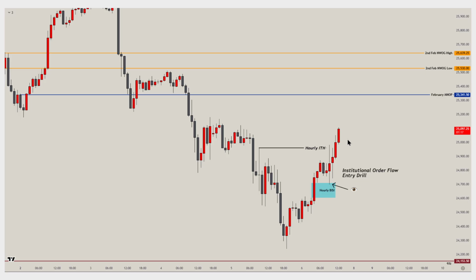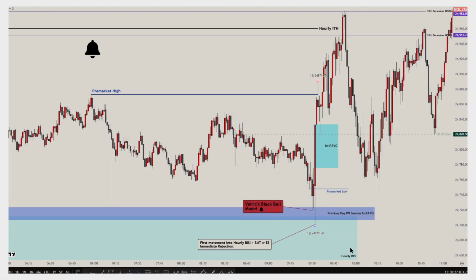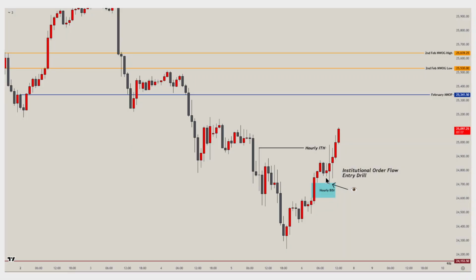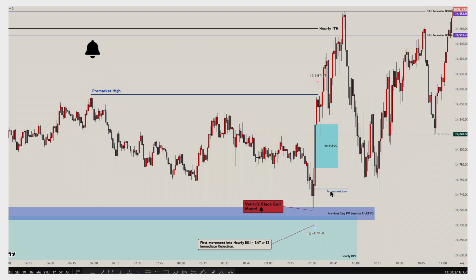Now, the more preferable scenario in terms of what we can capitalize on is if it reaches into the BISI, because then we can know, okay, black belt took out the pre-market low and it went into that hourly BISI. Now sometimes it will leave it open and that's okay. You just don't get in with the BISI, you get in with something else, or you don't get in at all. That's okay. If it leaves the BISI open, it's likely to have a stronger move, but what can we actually capitalize on when it reaches into the BISI?